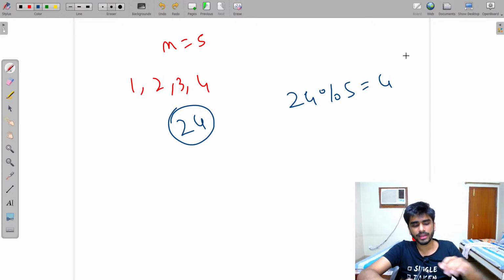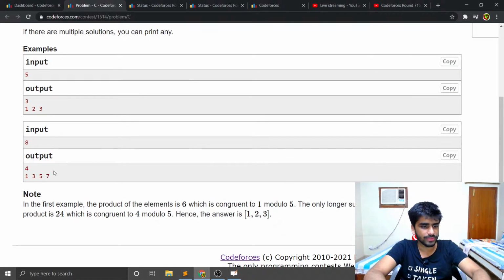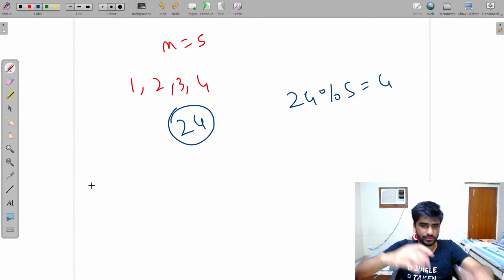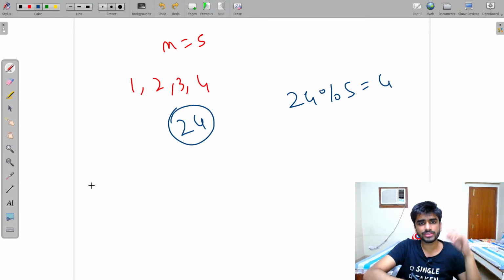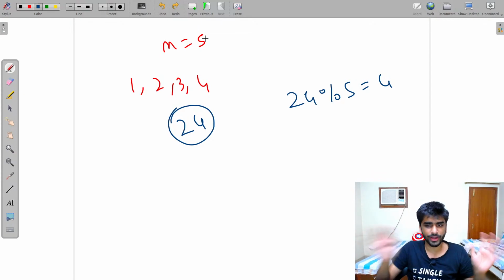So if we are lucky, then we can just take all of the elements. But what if we are not lucky? So what will we do then? Okay, then it is a smart observation that we need to make here, and that was the whole point of the problem. That was the main thing of the problem.